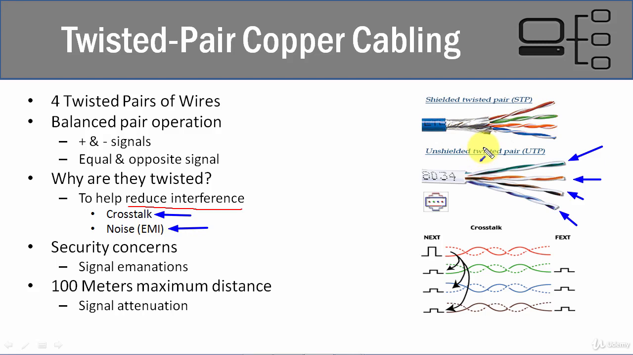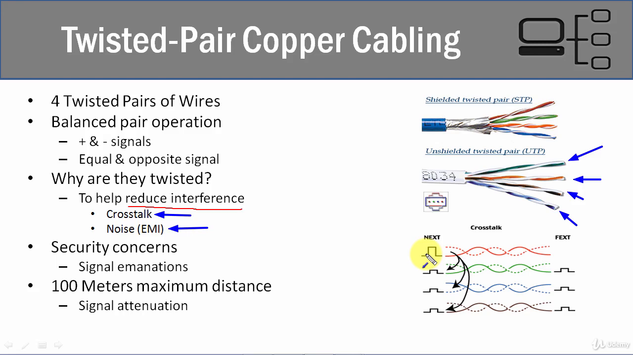Now, the second one with these twists is that they help prevent crosstalk, and crosstalk is a type of EMI where the EMI is going from one cable to the next. And here's a good example down here. So for example, we have a signal here on our orange strand, and it's jumping down to all the other cables, and it's causing signal degradation. So that's why we have it.